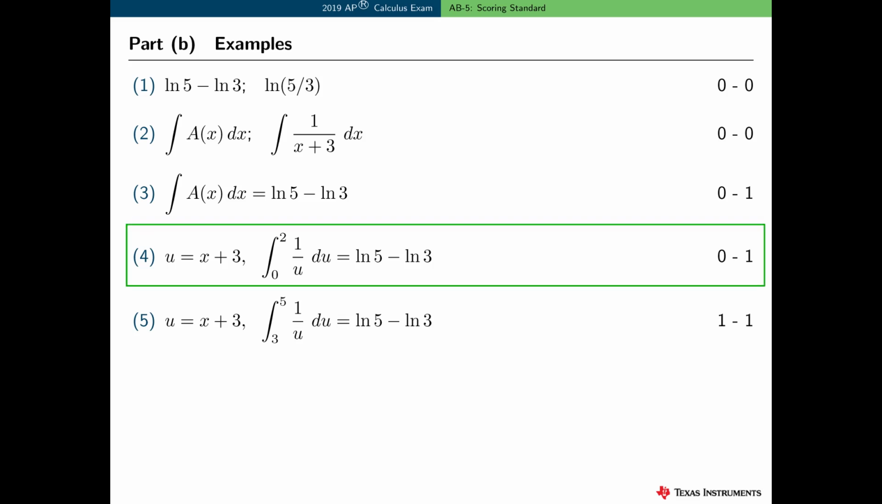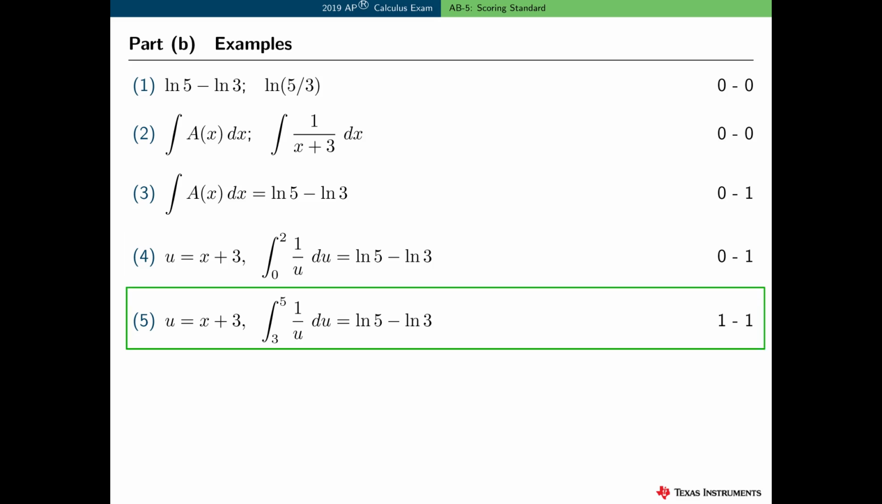In example 4, the student uses U substitution, but the bounds on the definite integral are wrong. This is a presentation error. They did, however, determine the correct final answer, so this earns 0, 1. And example 5 is pretty minimal, but the presentation is correct, and the final answer is also correct. So this earns 1, 1.